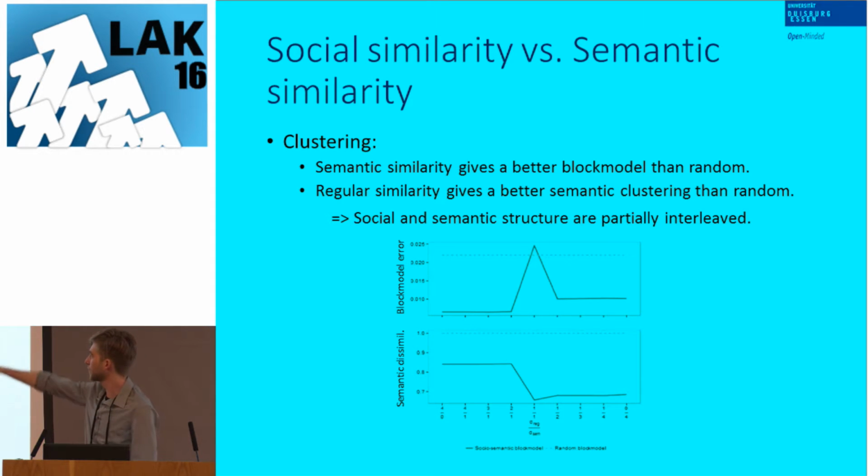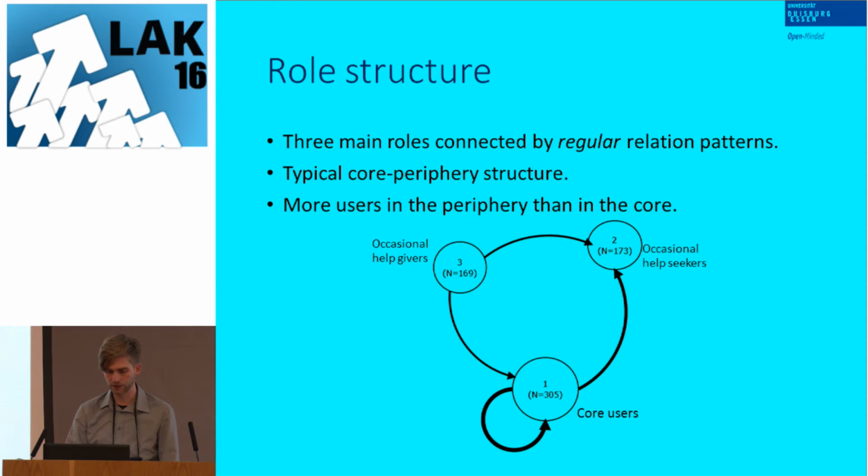On the other hand, the green line depicts a random partitioning of the actors into clusters. And we can see in both cases, independently of the weighting of social and semantic similarities, we are always better than random. So this means that the social and semantic structures are partially interleaved in the network.